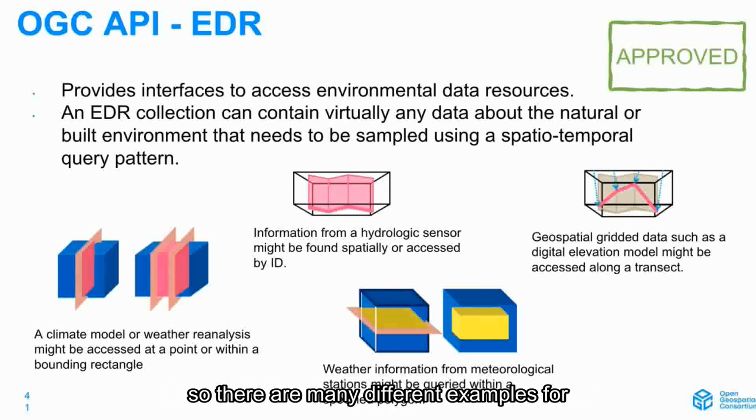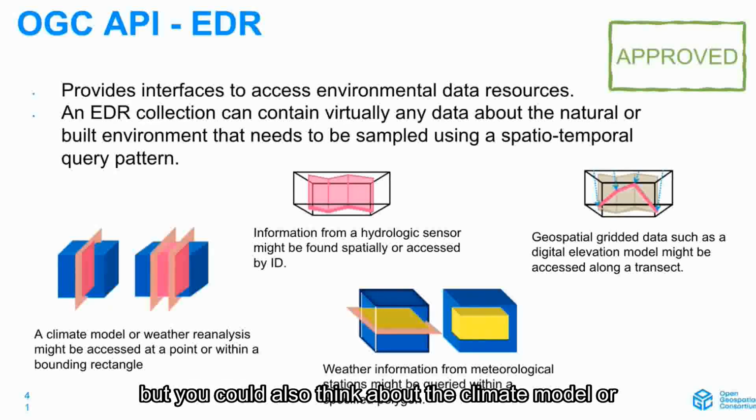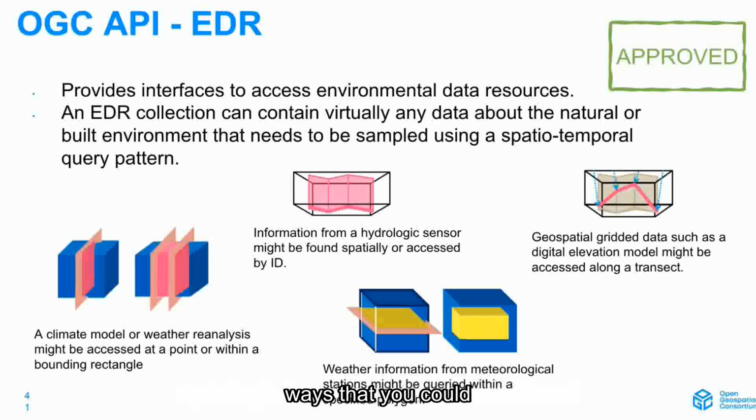So there are many different examples for this. One could be other information, but you could also think about a climate model or a hydrological sensor. And there are different ways that you could query this information.